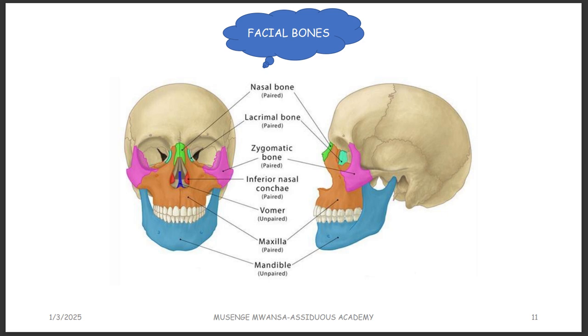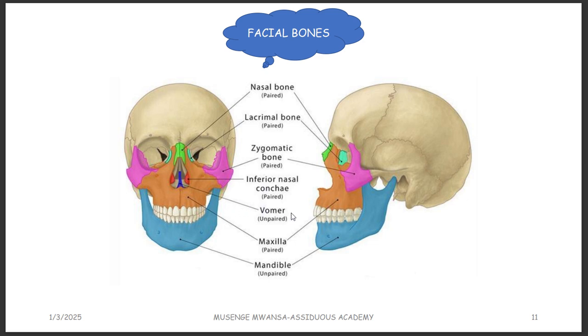That makes up six. We have got the inferior nasal concha. Now you can see for the nasal concha, these are bones. You are going to find them in the nose on the lateral aspect. And these are actually three. You have got the superior nasal concha, the middle, and the inferior. The middle and the superior, they are part of a different bone that you are going to see. The inferior nasal concha is a different bone. It is alone. And you can see they are also paired, so that makes up eight bones.